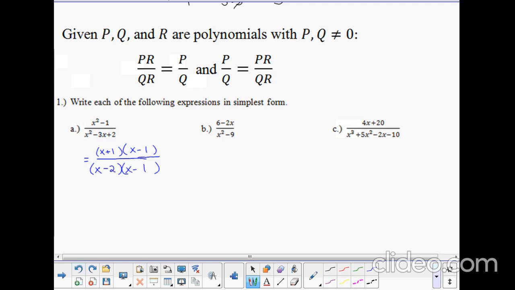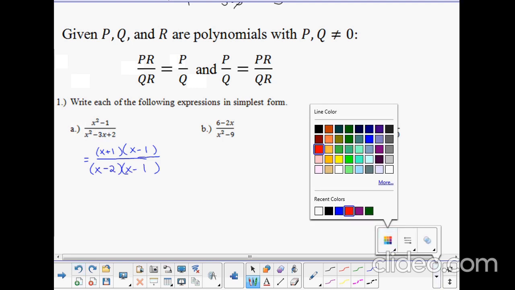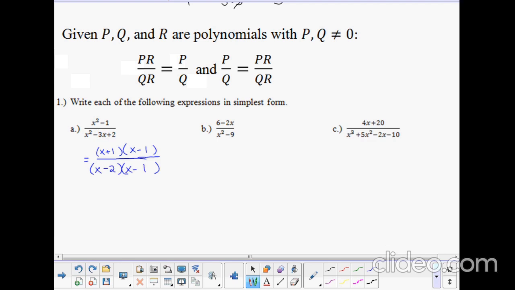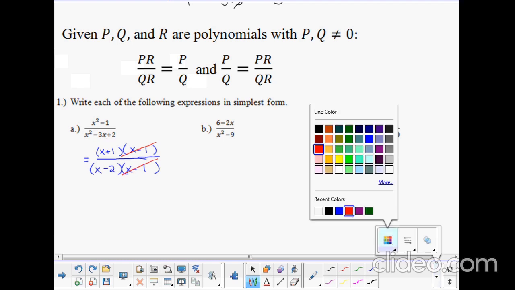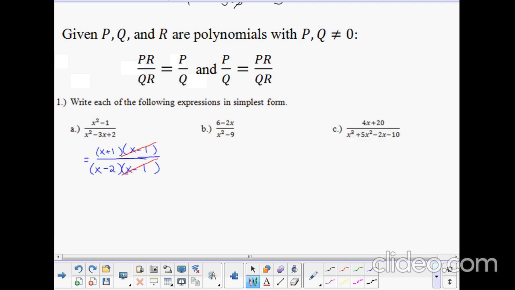So once I have factored this expression, now I can look for common factors. And we can see that they do have a common factor. This x minus 1 is contained in both the numerator and the denominator. So I can essentially divide those to become 1. And the ending result would be x plus 1 over x minus 2. This would be the final answer.